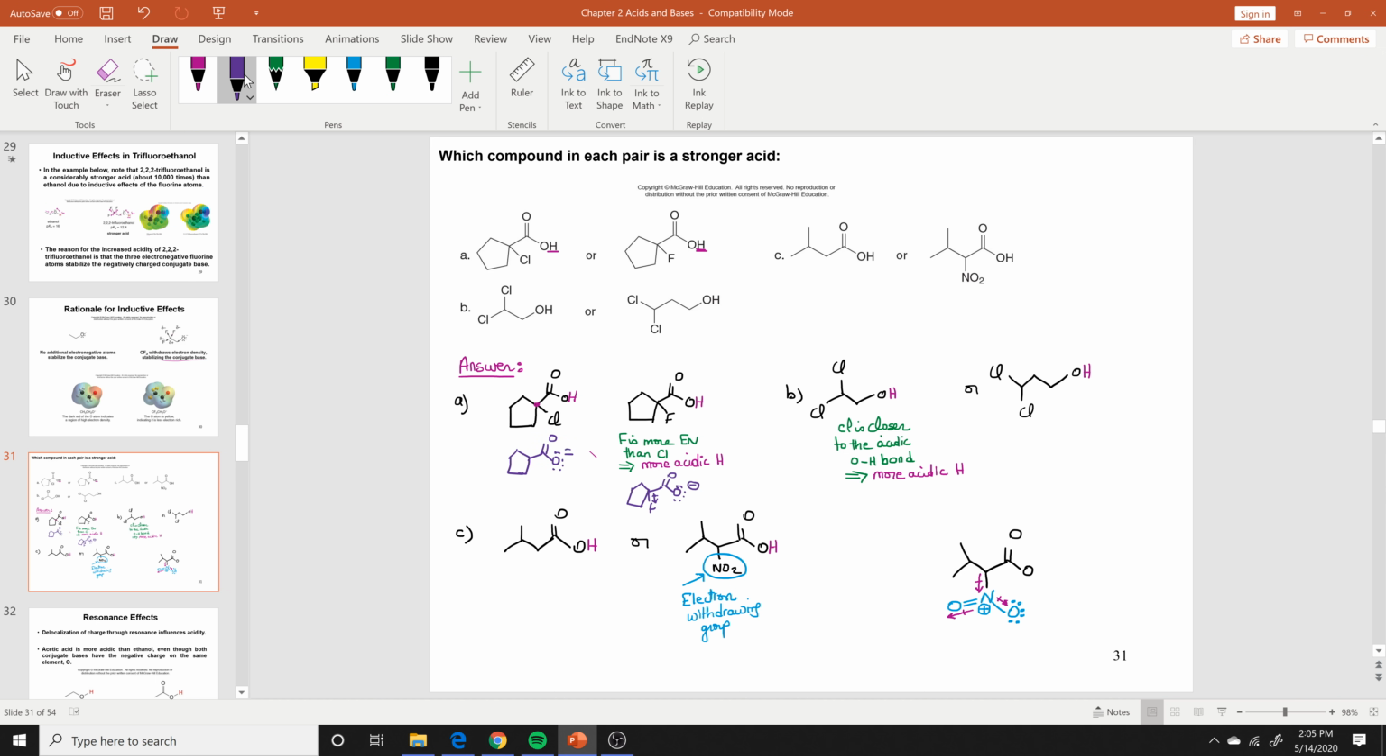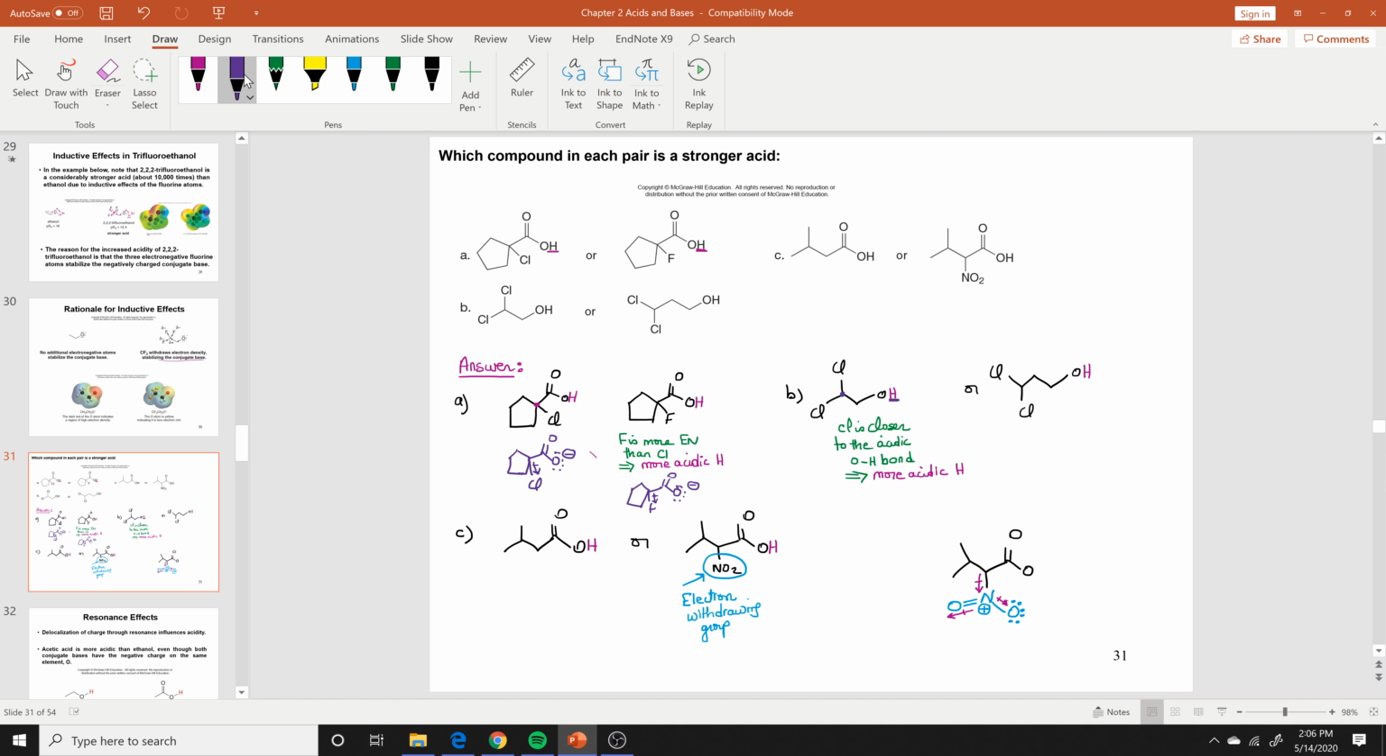So this is my chlorine over there. Chlorine is still going to pull electrons away from this oxygen, and it's going to spread the charge or the electron density over a larger surface area. So this is stable and this is stable, but the pull of electrons is more for the fluorine because fluorine is more electronegative. This is going to make that conjugate base more stable and that acid a stronger acid. The closer the electronegative elements are to the acidic hydrogen, the more acidic the hydrogen is.